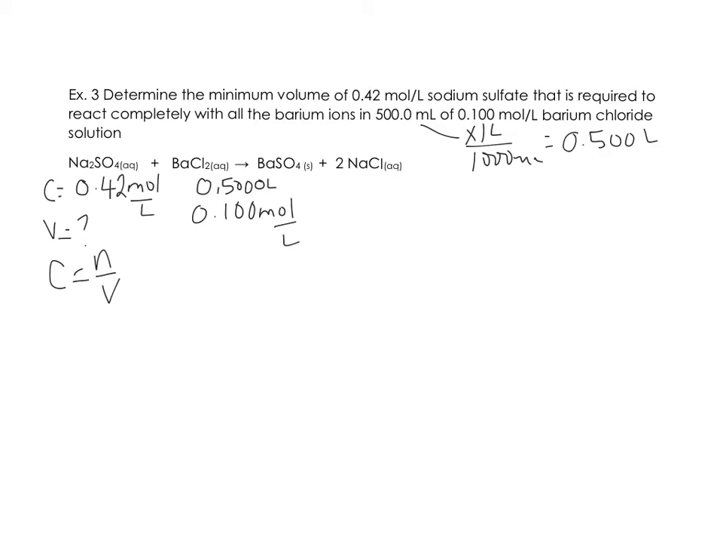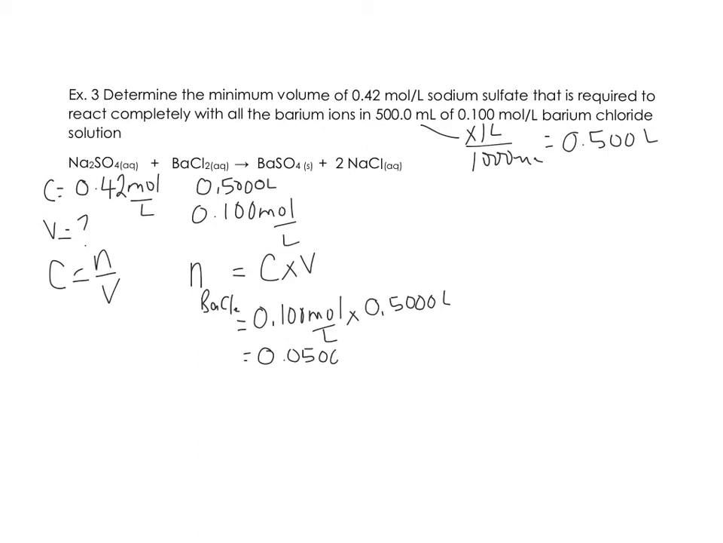Okay, so to figure out the moles of barium chloride, it's the concentration times the volume. So 0.1 mole per liter times 0.5 liters. So 0.05 moles. And that's barium chloride.